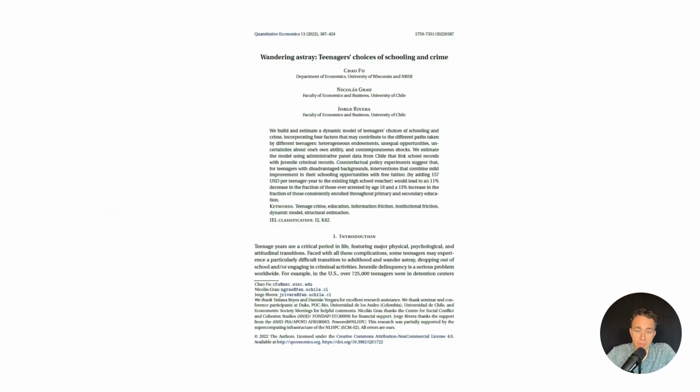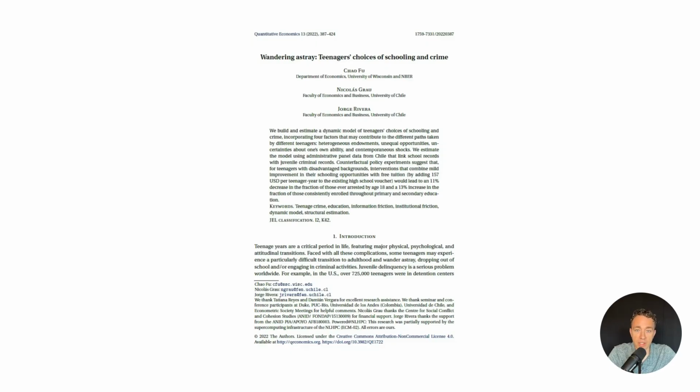This paper was published in 2022 in the journal Quantitative Economics, and it's looking at the role of school and crime among teenagers in Chile. The basis of the paper is wondering if we can make school better for troubled youth. Will that prevent them from committing crime? So really important policy question, because if you tend to develop habits that are criminal as a teenager, that might affect you for the rest of your life.